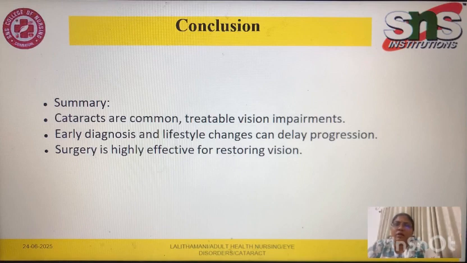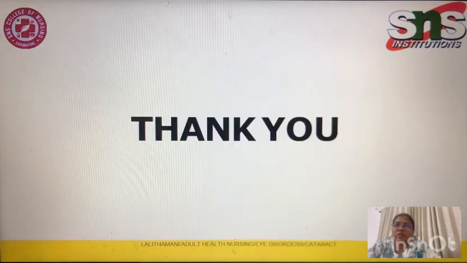When we conclude this session, we need to think that cataracts are a common, treatable vision impairment. It can be treated either by surgical or non-surgical management. Early diagnosis and lifestyle changes can delay the progression of the disease, and it also will help in management in a non-surgical way. Surgery is highly effective for restoring vision. In all these cases, if it is being failed, we can go in for surgical measures.